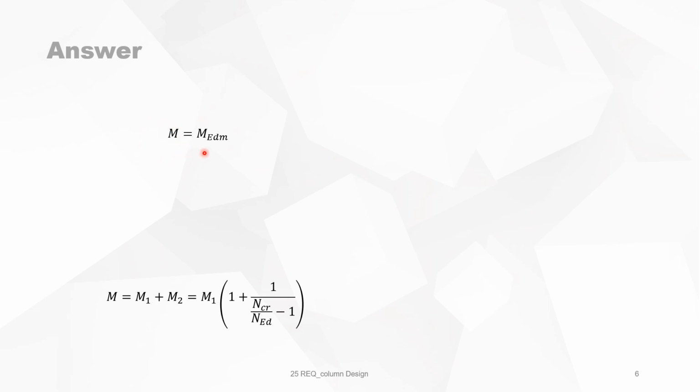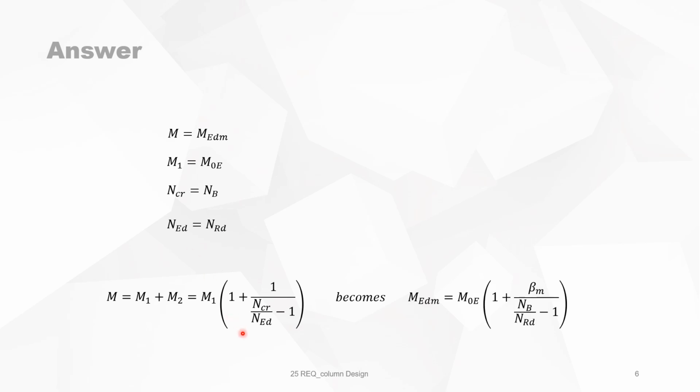Now the bending moment, if we make it equal to MED, M1 is M0E, and N critical is NB, then NED is NRD at the limit. If we substitute those values in here, then you have exactly this expression, which is the same. There is a coefficient beta m, and beta m is the distribution of the first and the second order bending moments, and is more or less equal to pi squared over 8. So this is a refinement of the formula.